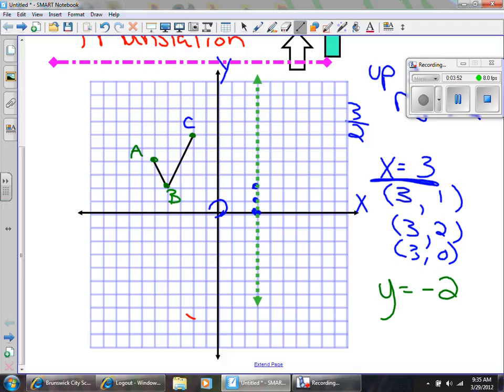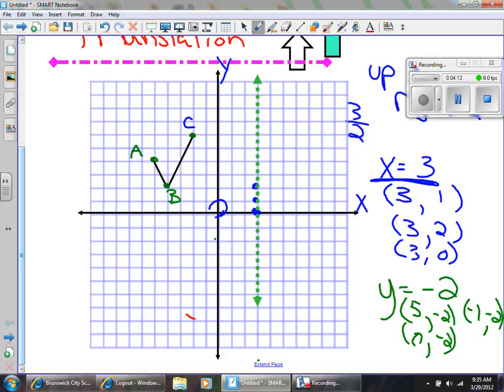Now, if I do y equals -2, same thing. I'm going to write down a couple points, except this time the rule is y equals -2. How do I know? Because it says y equals -2. So for each one of them, I'll use -2 for y. I'll fill in some x values, maybe 5, maybe -1, maybe 0.